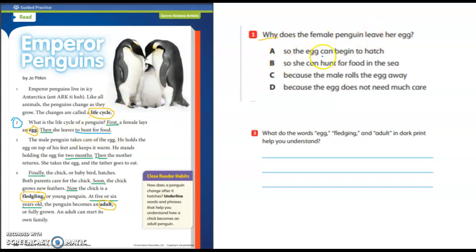Okay, so why does she leave? So the egg can begin to hatch? No, that's not what's happening yet. We know that doesn't happen until paragraph 4. I see it right here. So she can hunt for food in the sea? Yep, that's the text evidence that I found, but let's read the other ones just in case. Because the male rolls the egg away. I don't think we read about that at all in this text. Because the egg does not need much care. Well, we know that's not true because we know that the father is keeping it warm. So our answer is B.